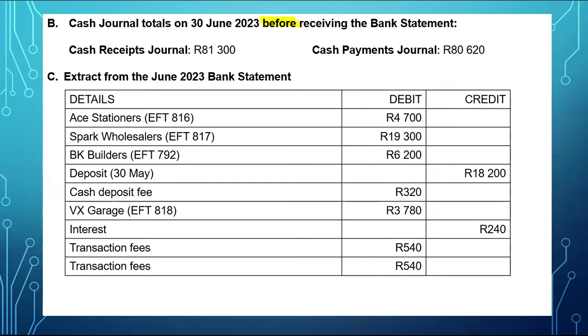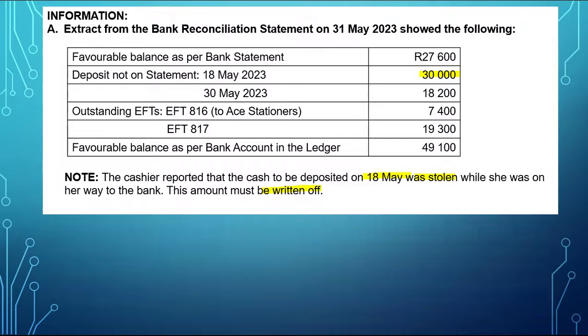We have ACE, which is 816 for 4,700. Remember, when you get the bank statement, you compare it against the two cash journals, which is the cash receipts journal and the cash payments journal, but you also compare it to the previous month's bank reconciliation statement. And ACE Stationers, I saw it as one of the outstanding EFTs. There it is. But here it's written as 7,400.